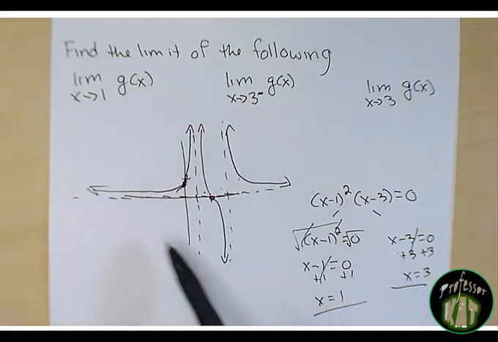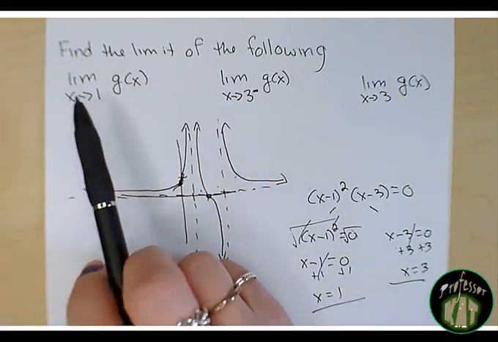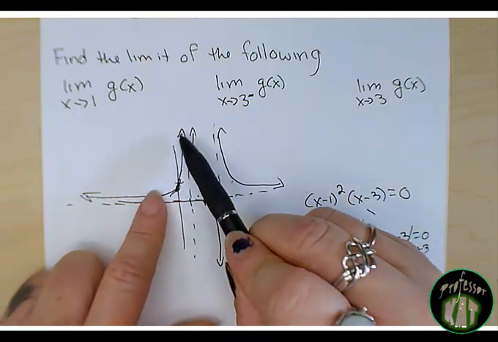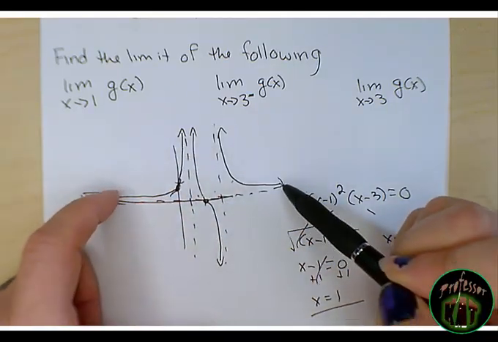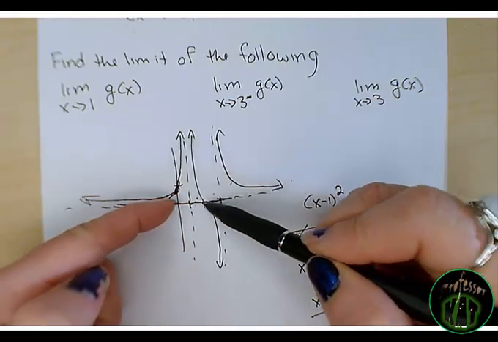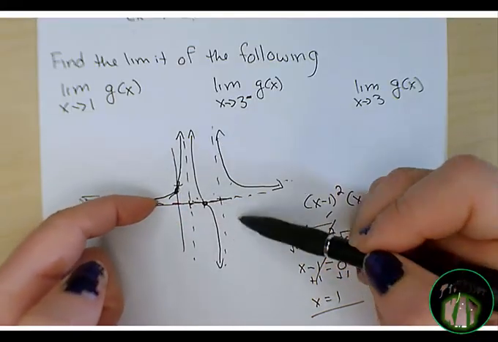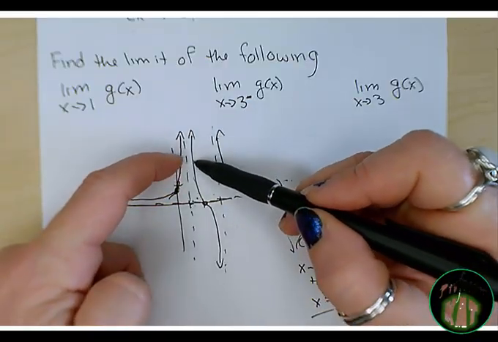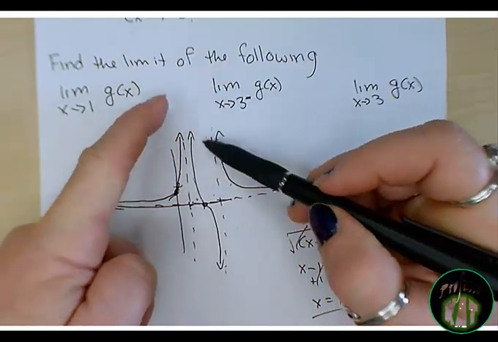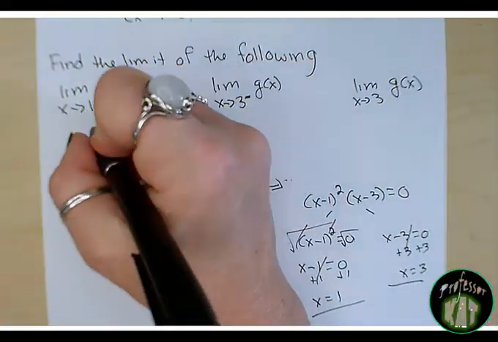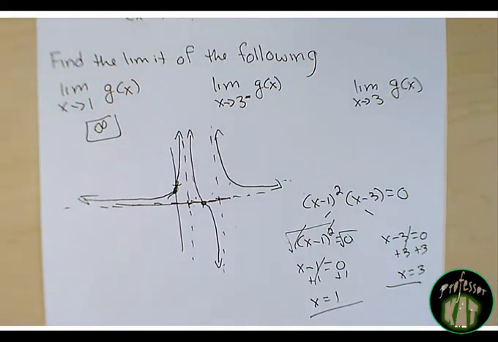So now that we have an idea of what this graph looks like, we can answer the following questions. The limit of g of x as x approaches 1. Here is 1, which means as we get closer to this line, following our graph from both directions, we're going to get closer and closer to that line. The closer and closer we get to that line, we see that on each side, it is shooting upwards and it's never going to stop. That means the limit as x approaches 1 is going to be positive infinity.